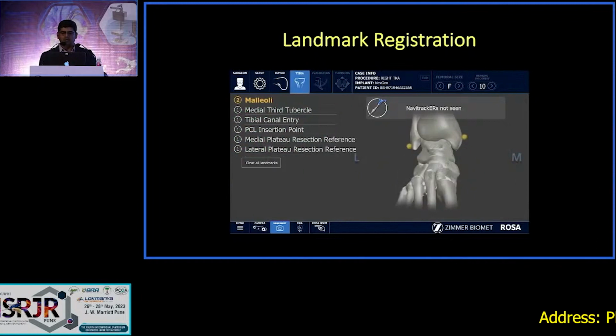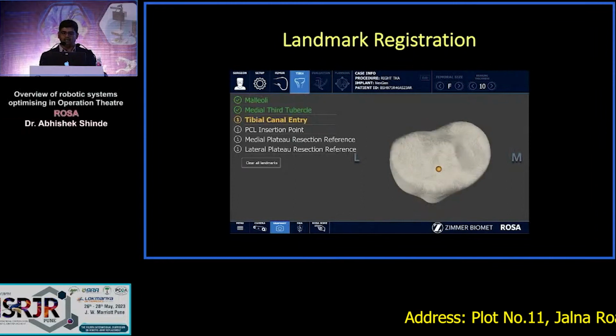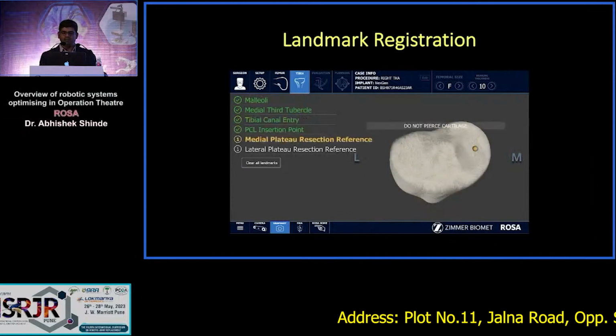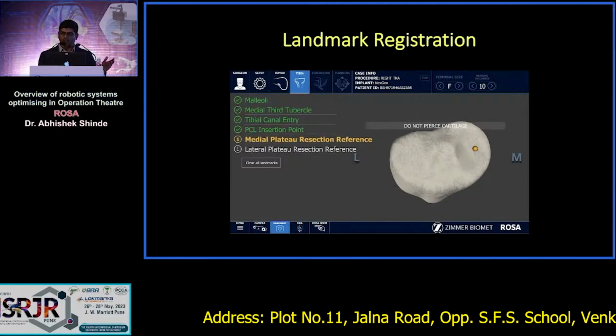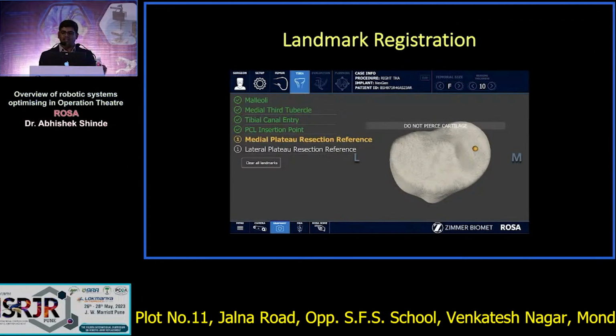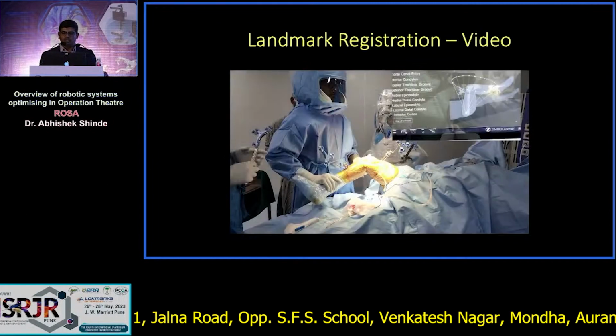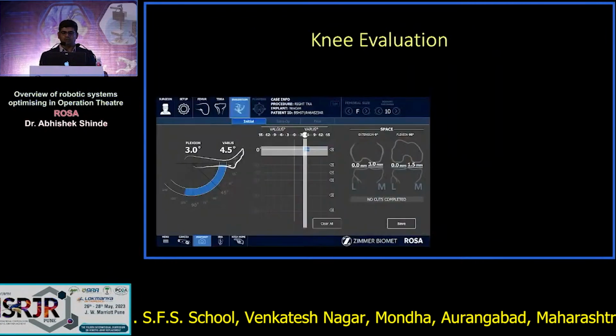For the tibia, to demonstrate both the malleoli, medial third of the tibial cord, tibial canal entry, PCL insertion, medial plateau resection, and lateral plateau resection. Lateral plateau has to be more in this. To get this, you have to give the anterior translation to get the landmark correct. This is the landmark registration, just a demonstration of the video.